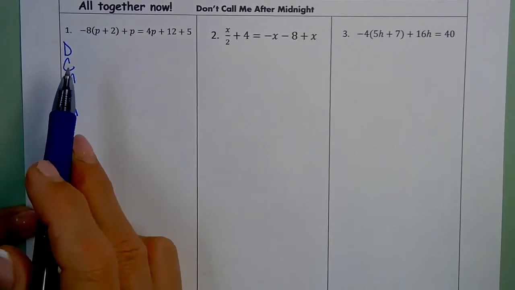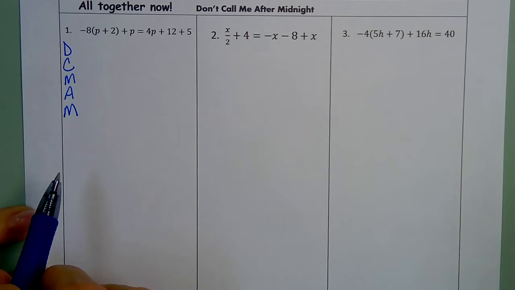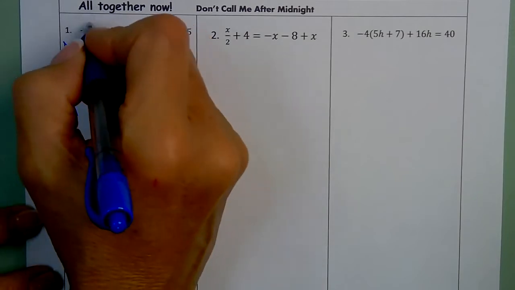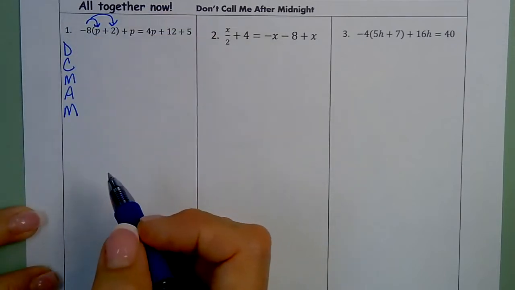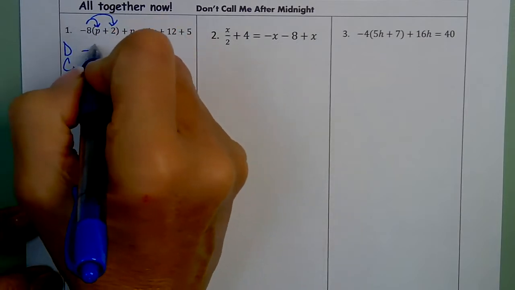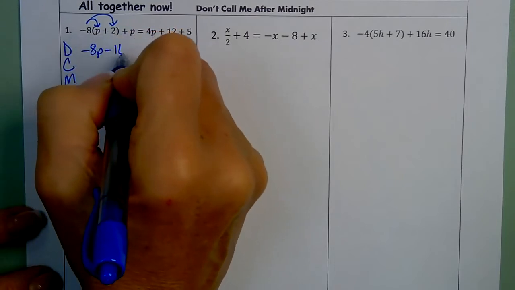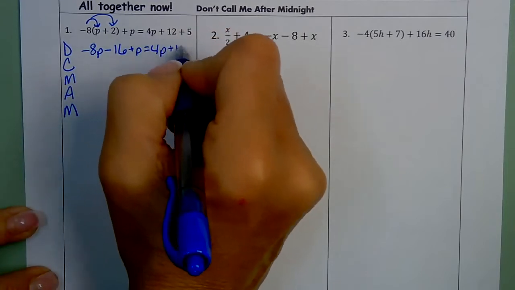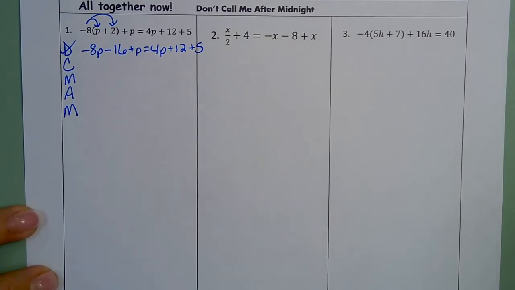Okay, so this stands for don't call me after midnight: distribute, combine, move, add, multiply. So first thing I'm going to do is look for distribute, and I do see it right here. So that's the one and only thing I'm going to do right now. So -8 times p and -8 times 2. I'm going to write all the rest of my equation. I'm done with that one step.